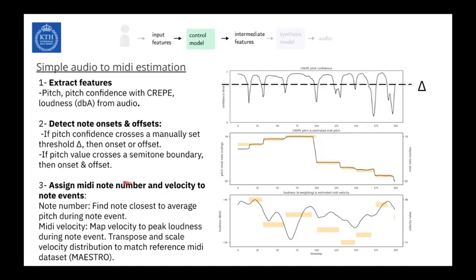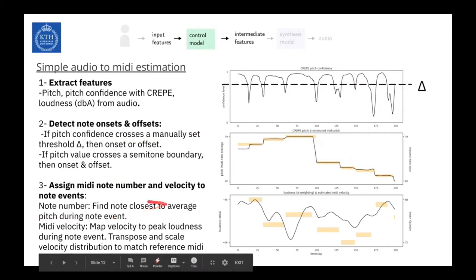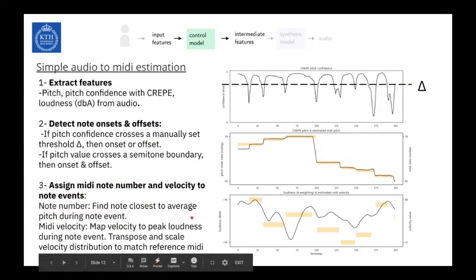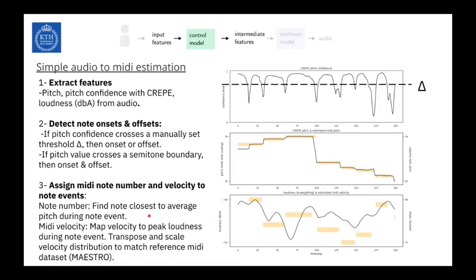Finally, we assign MIDI note numbers and velocities. First we find the note closest to the average pitch during a note event. And for the velocity, we map it to the peak loudness during a note event. Then we transpose and scale the resulting velocity distribution to match a reference MIDI dataset, and we use Maestro in this case.